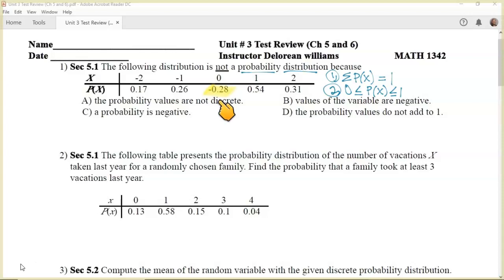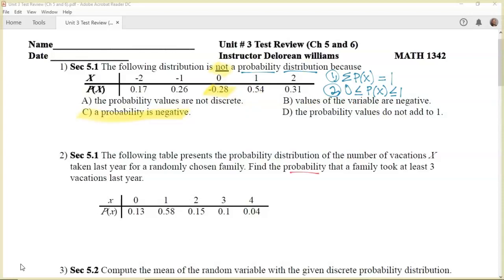And here we see a negative value. That negative value indicates that this is not a probability distribution. When you add these 5 values together, you do get 1, so that checks off. But this value is not between 0 and 1, so the probability cannot be negative.